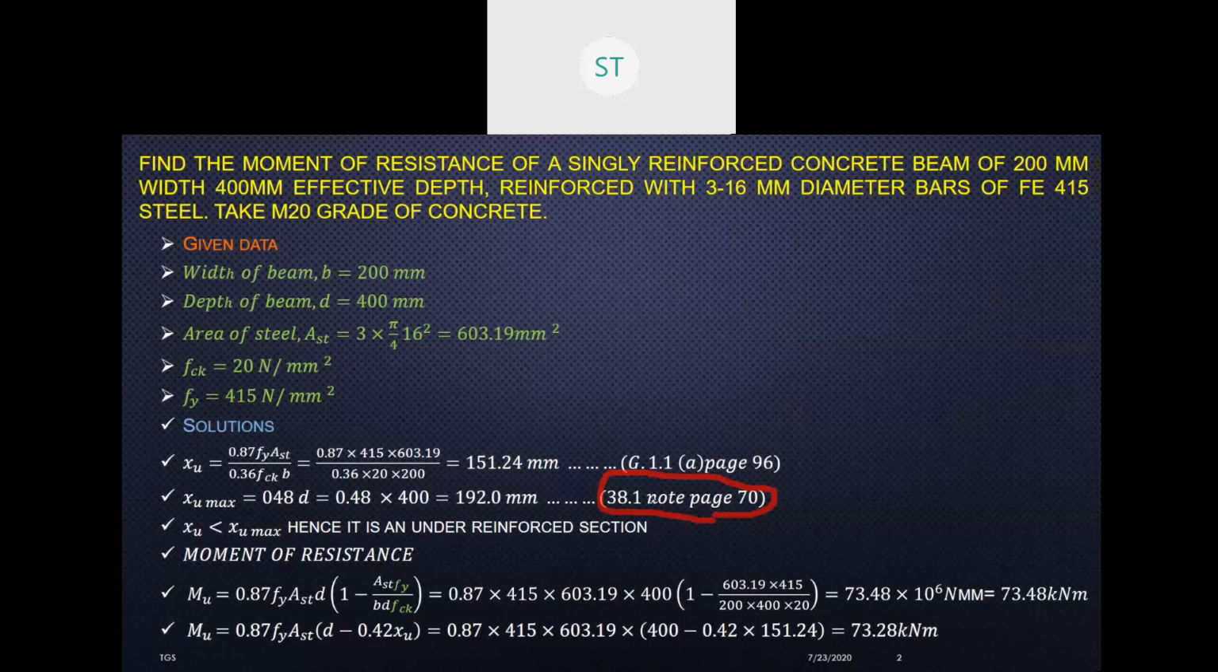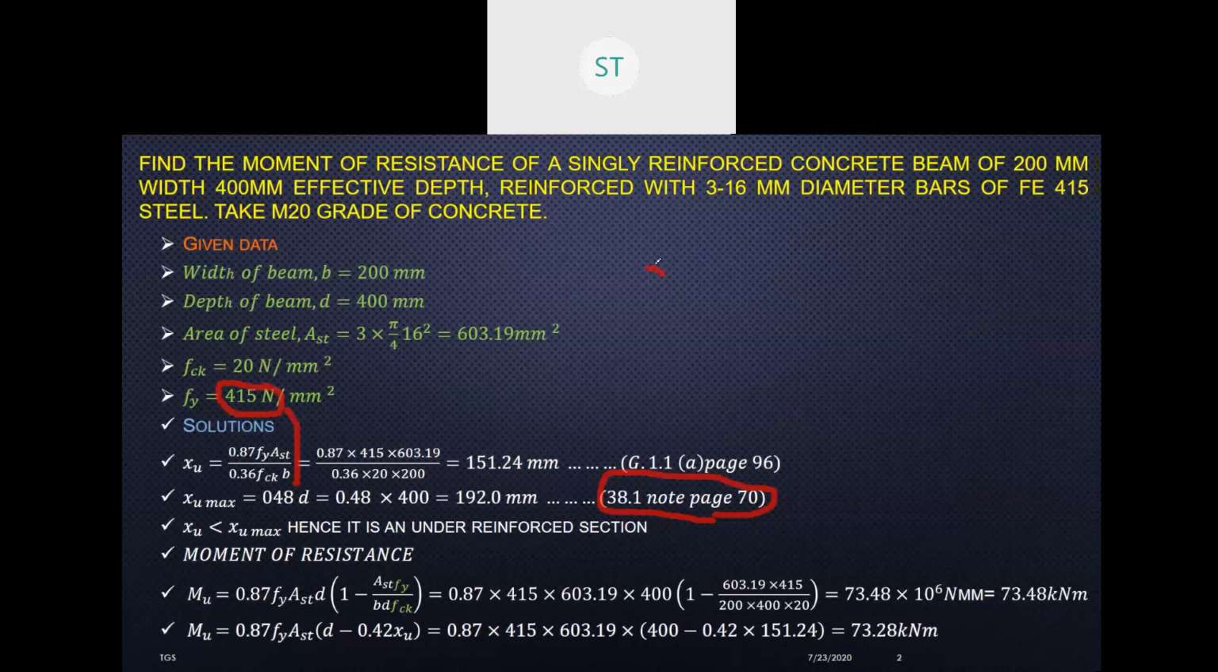At that note, page 70, we know that xu max by d is equal to 0.48 for Fe 415 steel. It depends upon the grade of steel. For Fe 415, xu max by d is 0.48. So therefore xu max is equal to 0.48 into d.